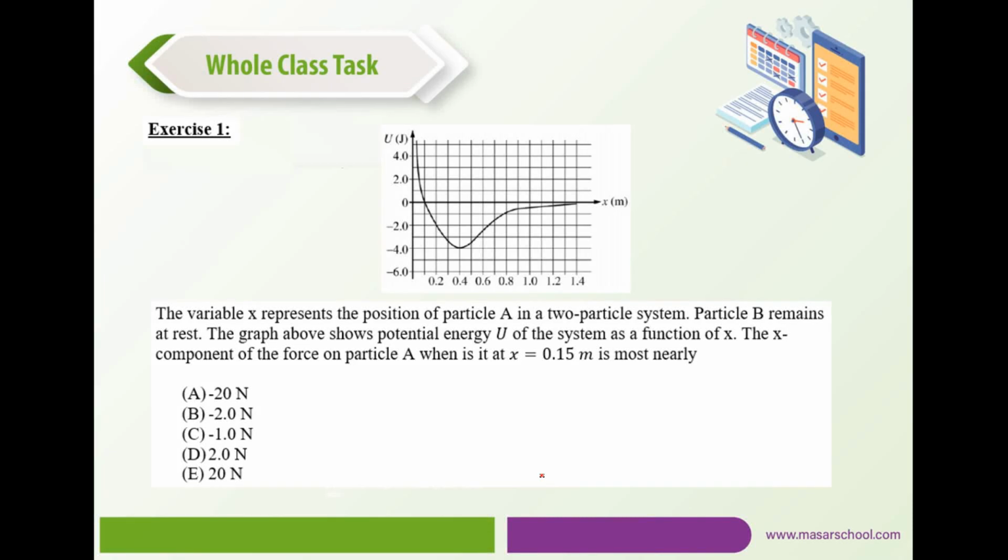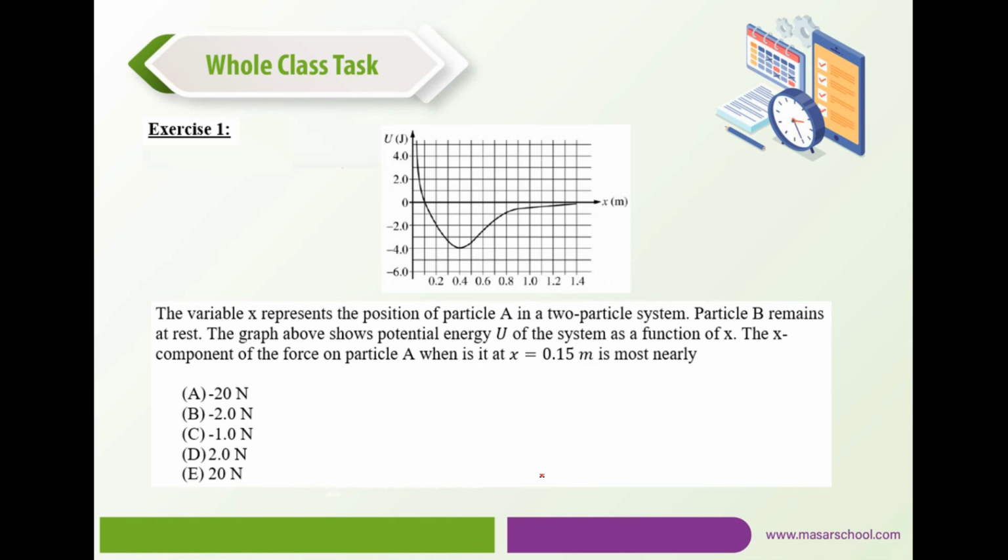Now exercise 1. The variable x represents the position of a particle in a two-particle system. Particle B remains at rest. The graph above shows the potential energy U of the system as a function of x. The x component of the force on particle A, when it is at x equals 0.15 meters, is most nearly.